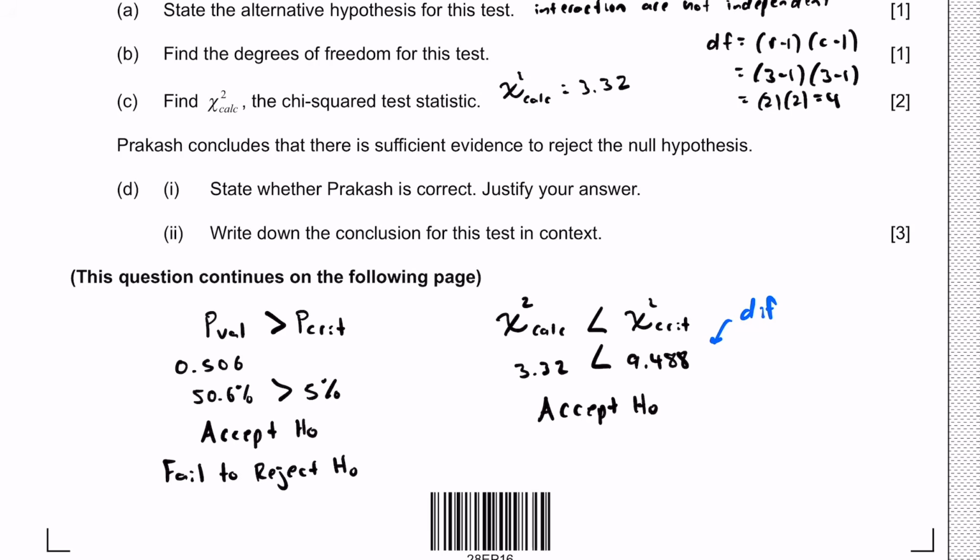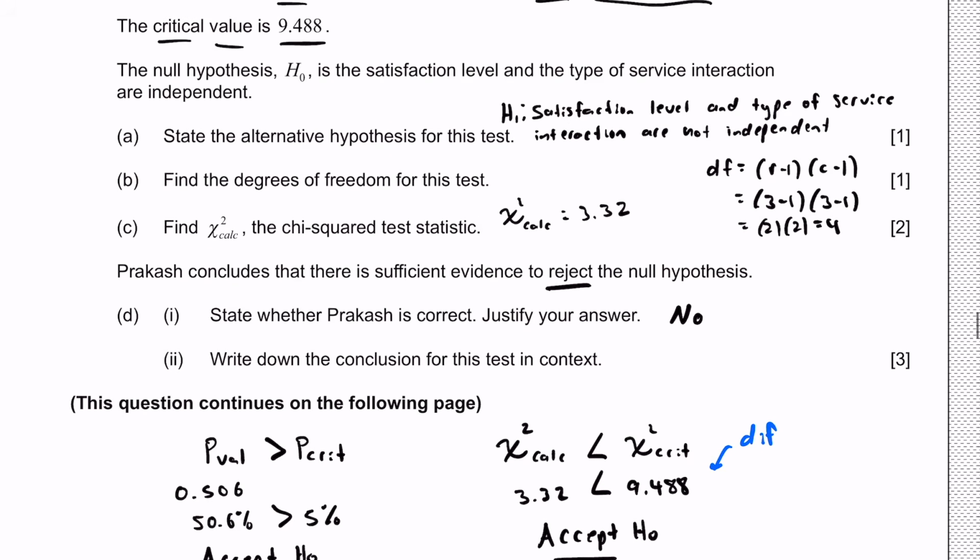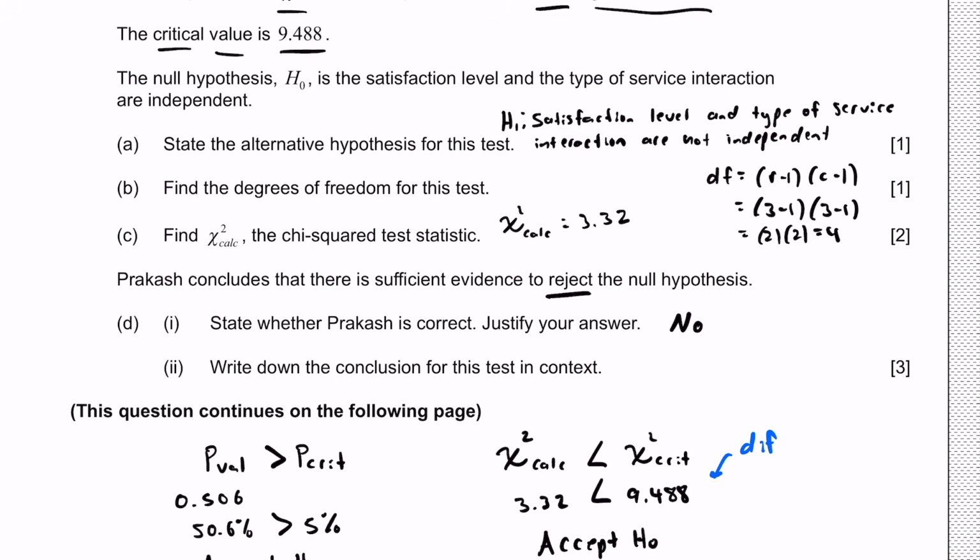So is Prakash correct in this case? No, because we don't reject the null hypothesis, we accept it. And what is the conclusion of this test in context? Well, in this case, it is the null hypothesis. That is to say, satisfaction level and type of service interaction are independent. That's what it would be in the real world context. That would be part 2.